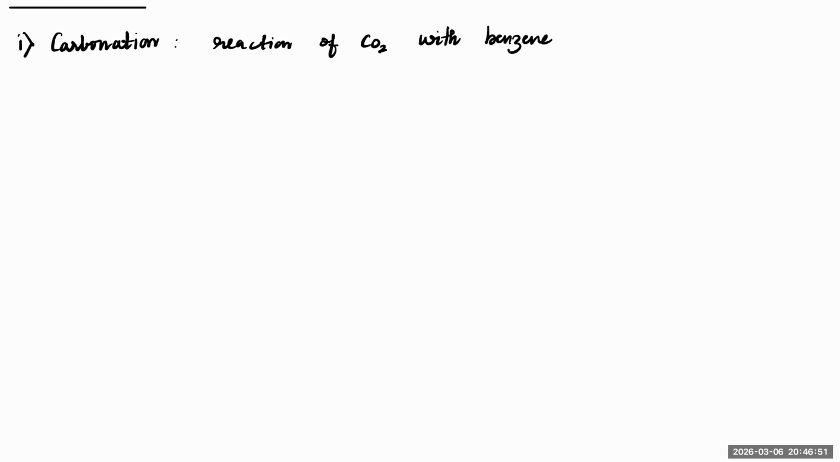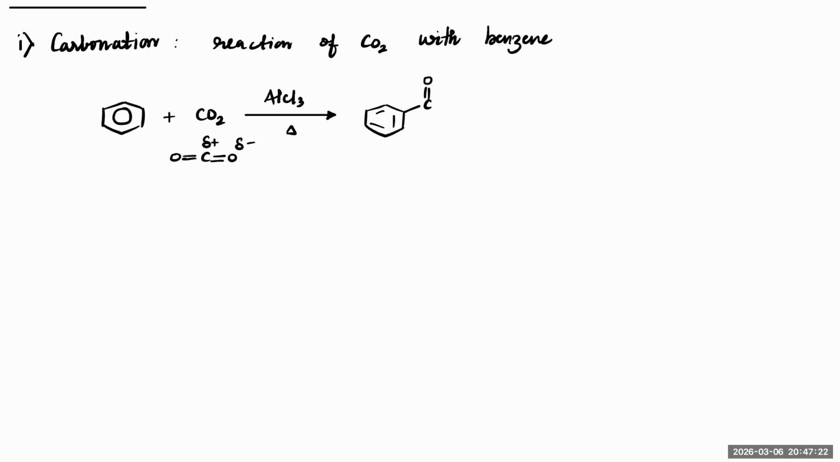What's happening here is benzene will try to react with carbon dioxide. Carbon dioxide naturally has sufficient delta positive charge on it, delta plus and delta minus, because of which it can act like an electrophile. To facilitate it better, we can use AlCl3 and a little bit of heat, which makes the reaction much easier. So the benzene will attack the C double bond O, which converts into C double bond O and O minus.